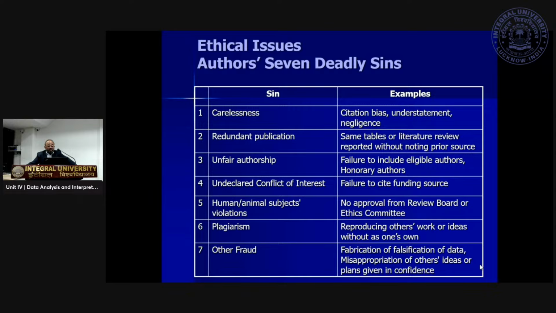That is also important. Unfair authorship means failure to include eligible authors, or honorary authors. Undeclared conflict of interest and failure to cite the funding source come under conflict of interest. For human or animal subjects, as I already told, if no approval from a review or ethics board is taken, that comes under the sin. Plagiarism is reproducing others' work. Other fraud may be fabrication, falsification of data, or misappropriation of others' ideas or plans given in confidence.